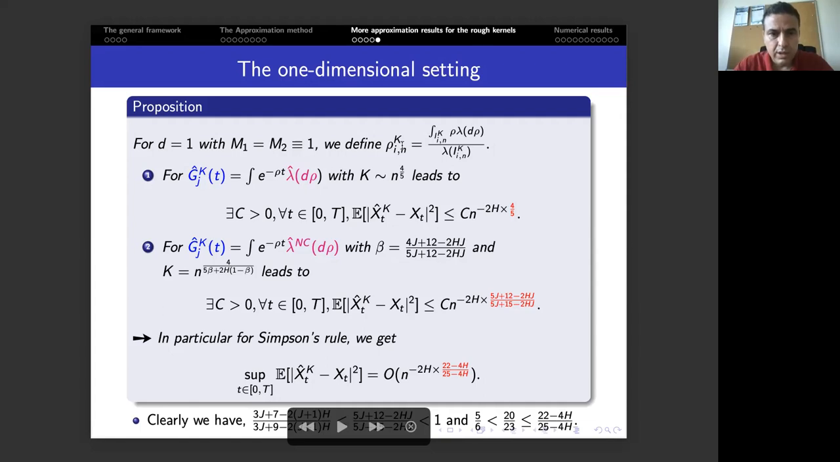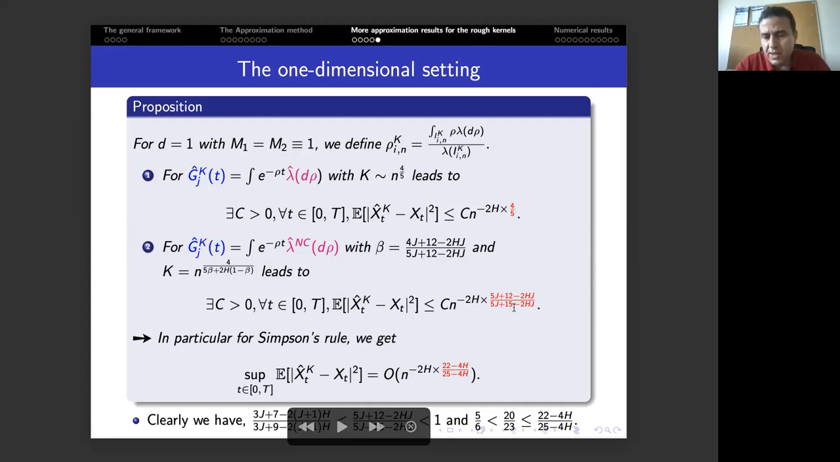Now, what about the Newton-Cotes rules? If we do this for the Newton-Cotes rules, then it turns out the optimal beta will change. It is given by this new constant that depends on G. G is the number of points that I'm going to use in my Newton-Cotes approximation. H is the Hurst parameter. The new choice for k should be as follows. And then it turns out that the strong error behaves in this case as follows. So it is h times this ratio.